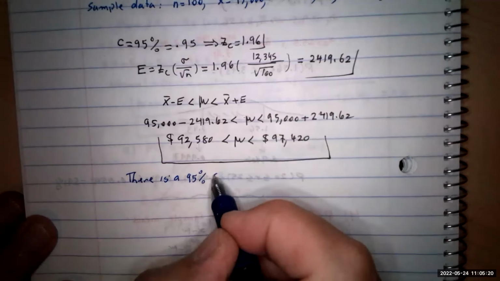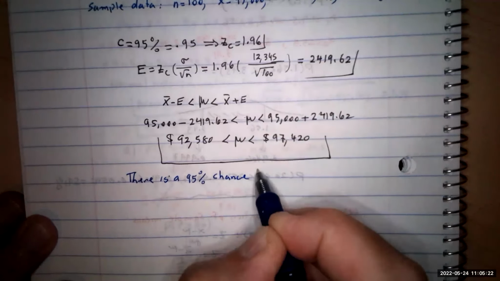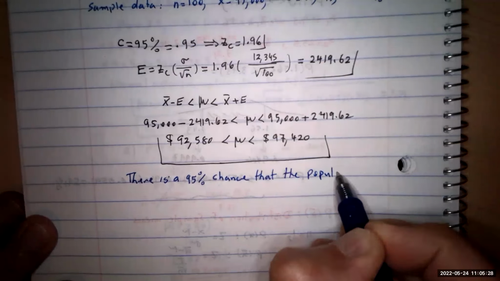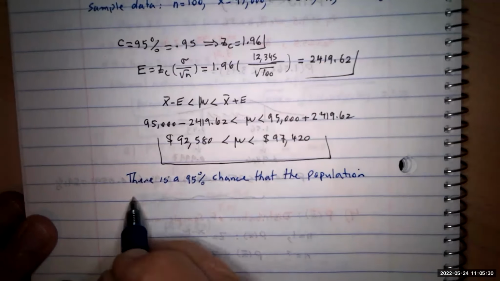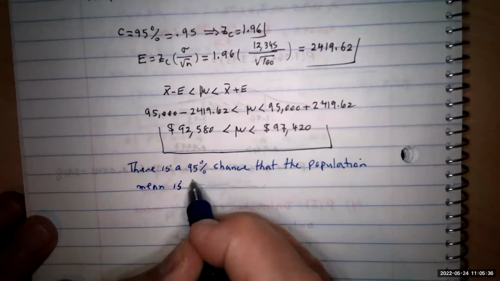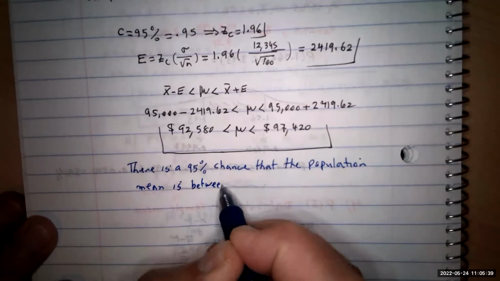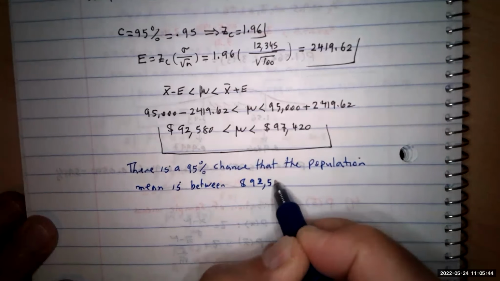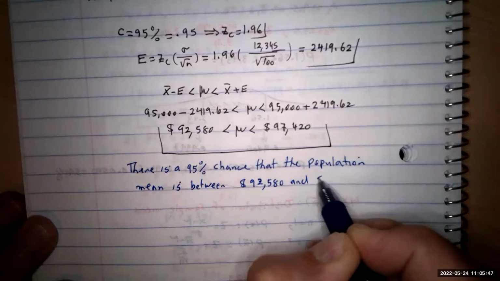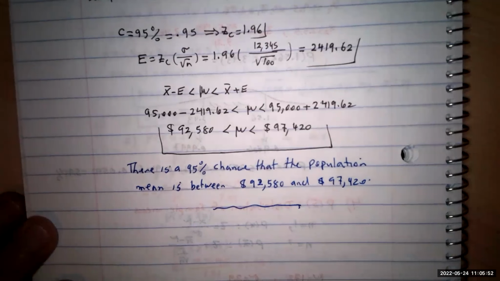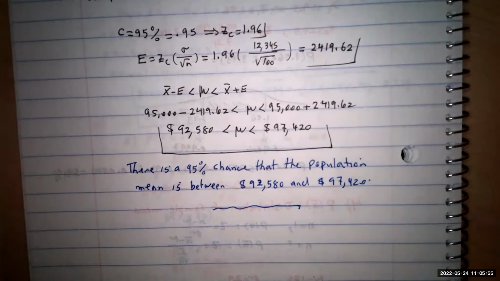There's a 95% chance that the population mean salary of those teachers is going to be between 92,580 and 97,420, and then you're done. Again, a straightforward problem. You can't miss it to get this number.